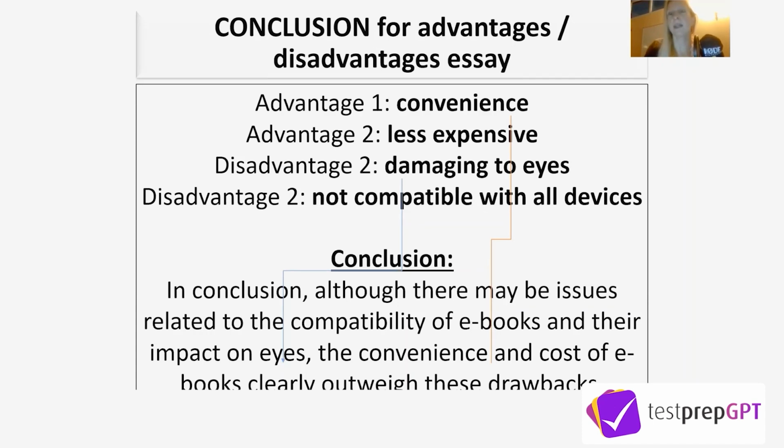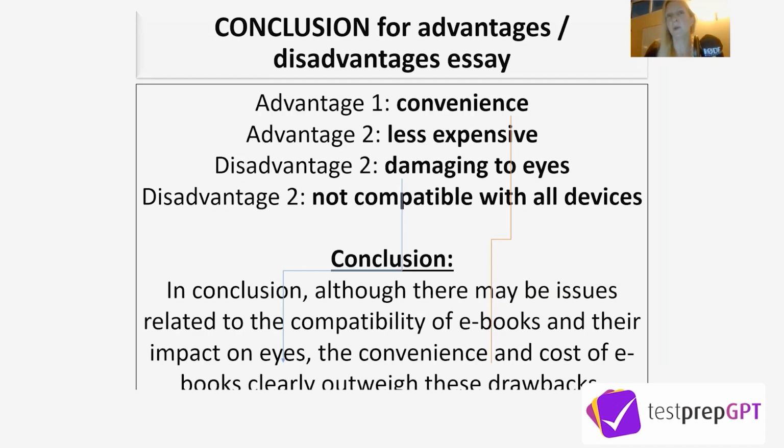So in my conclusion, I want to present both the advantages and disadvantages. I want to summarize that information, and also my final idea that in fact, I do believe that ebooks are good, even though there are disadvantages, because that's the main idea in my essay. So advantage 1 is convenience. Advantage 2, it's less expensive than regular books. Disadvantage, ebooks could be damaging to the eyes and not always compatible with all devices.